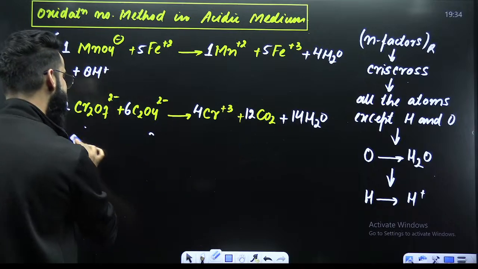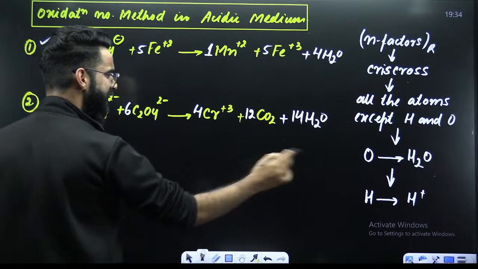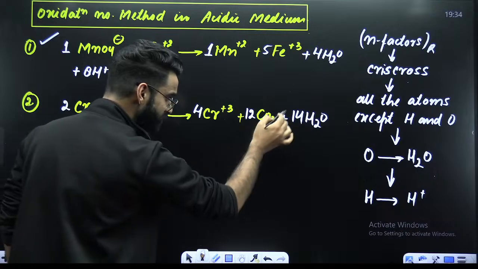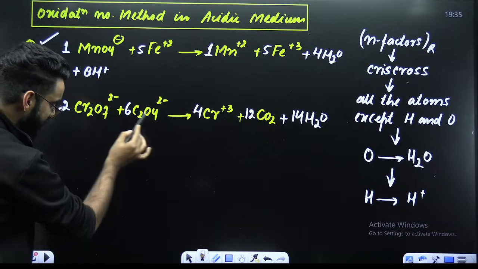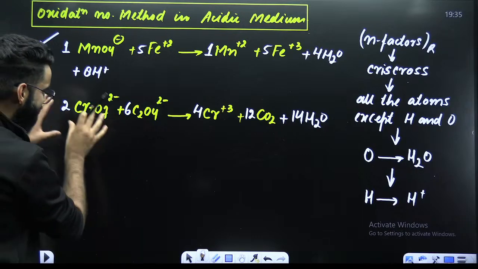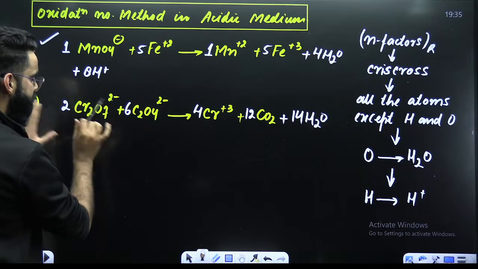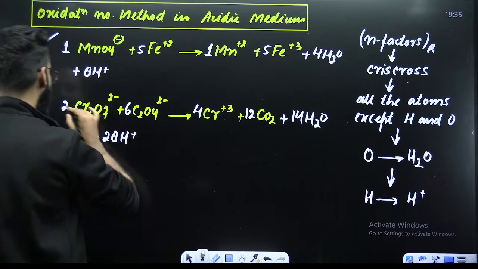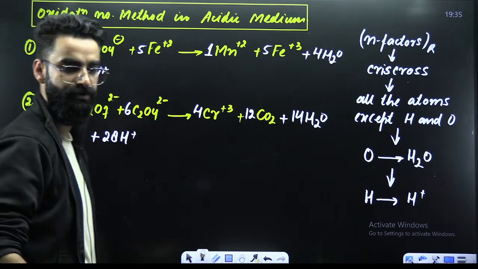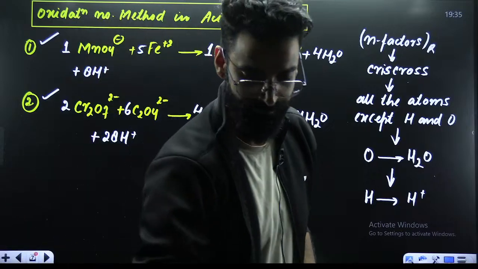Now, after balancing the oxygen, it is time to balance hydrogen. How many hydrogens do you see on the right side? 14 twos are 28. How many hydrogens are there on the left side? No hydrogen. So this side is hydrogen deficient. And how many hydrogen deficiencies? 28. So add 28 H+ on this side. This reaction is balanced now. No need to check. Is that clear?